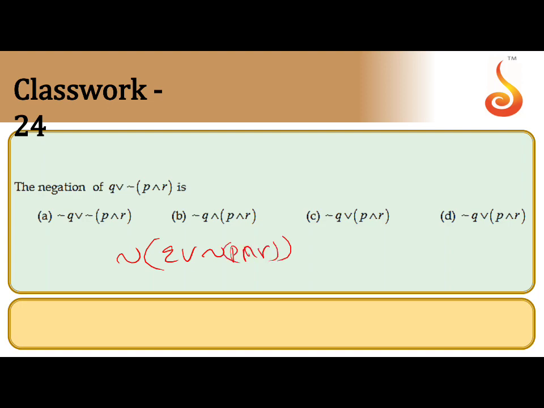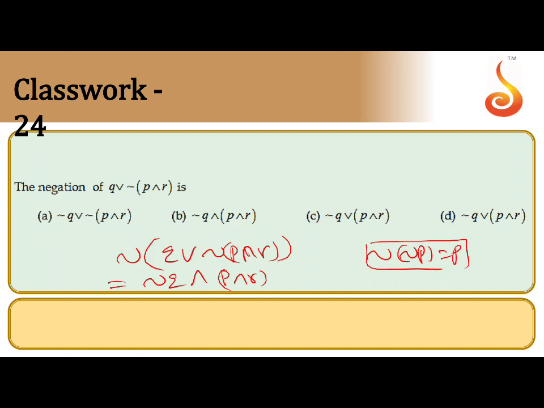So be careful to write here. Negation means apply normally. So negation of Q is just the opposite of R, which is AND. Negation of negation is, negations cancel. You will get this one. So negation of negation of P is P only. That you have to remember.